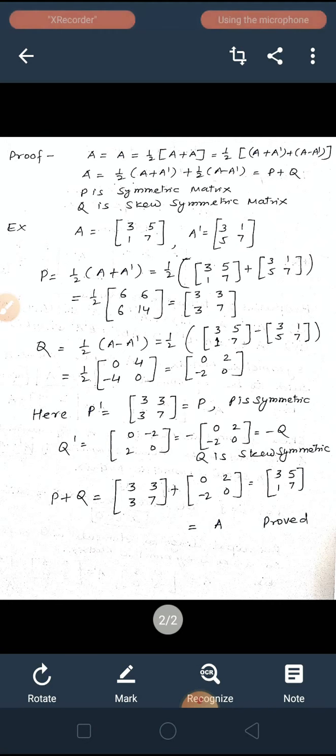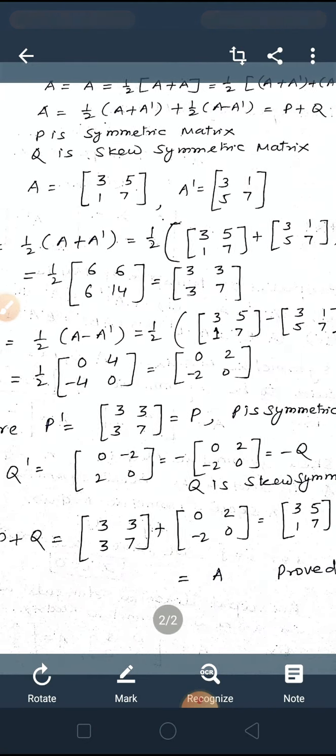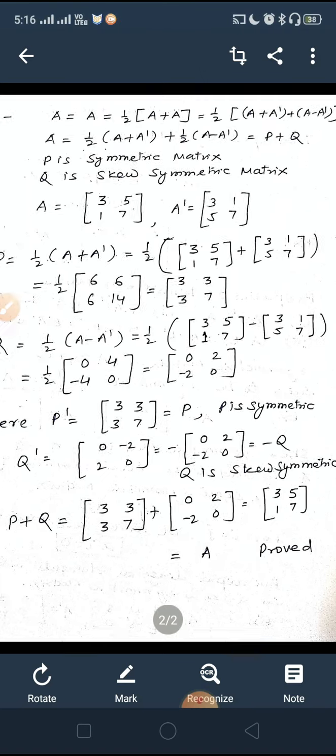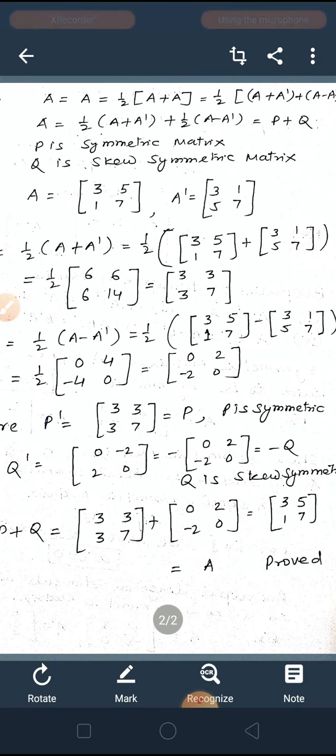We can write A is equal to A. We can also write A is equal to half of A plus A, because A plus A will be 2A and 2 divides, that means A. Again we have written half of A plus A dash plus A minus A dash. A dash will get cancelled, remains A plus A. So we can write it. Now it has become 1 by 2 (A plus A dash) plus 1 by 2 (A minus A dash).